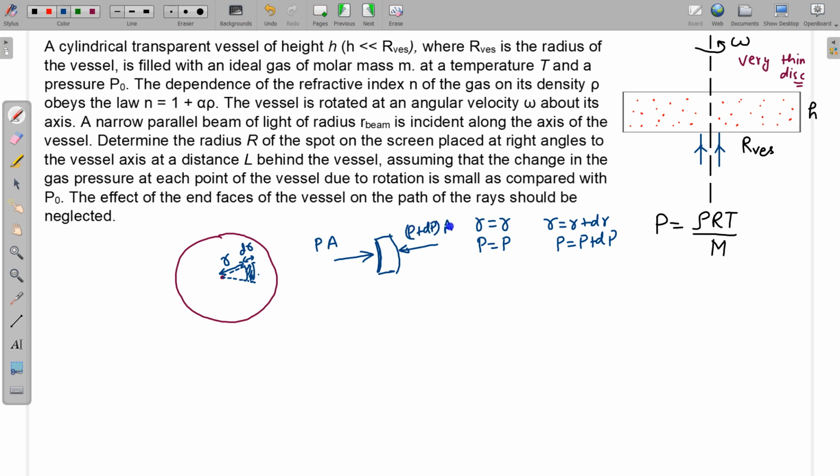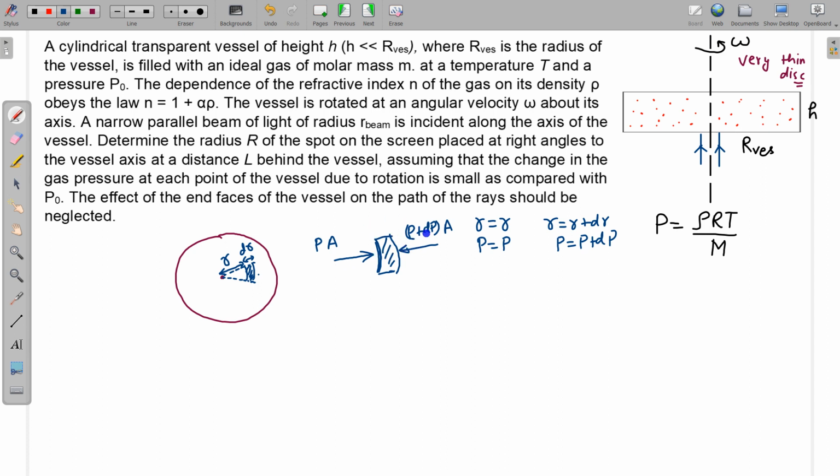If we visualize this a bit and analyze it, it will become clear that dP should be positive. That means with the radial distance r, pressure should increase. As we increase r, pressure should increase because this element is going in a circular motion. If this element is going in a circular motion, then the net force due to pressure should be towards the axis, and this net force should be in this direction towards the axis.